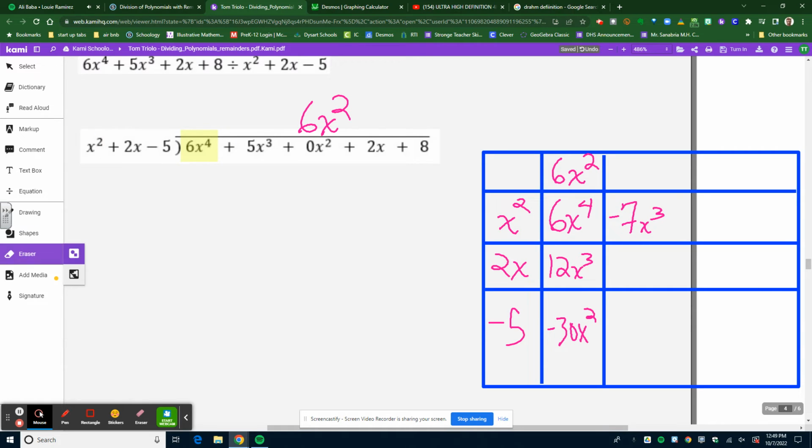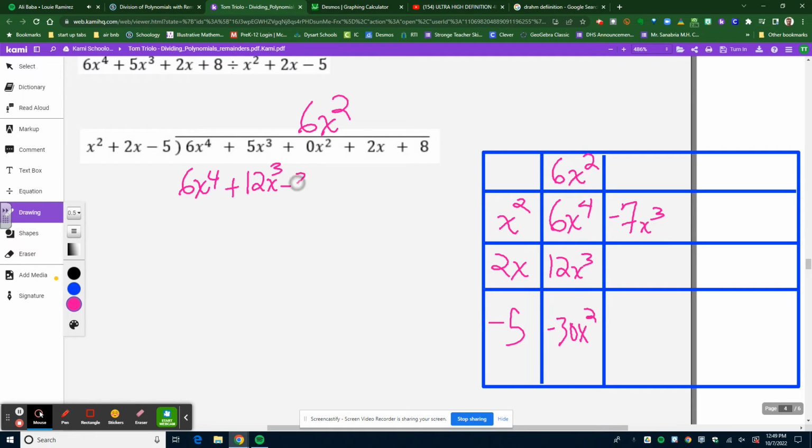So now, 6x squared times x squared plus 2x minus 5. 3 multiplications. So 6x to the fourth plus 12x cubed minus 30x squared. Put the whole thing in parentheses and subtract. And this is where most of you are making your mistakes. You are not distributing the negative sign. So 5 minus 12 is negative 7x cubed. Have I seen that anywhere before? Right there. Do you see how the box method mirrors what's going on with long division? Look at it right there.